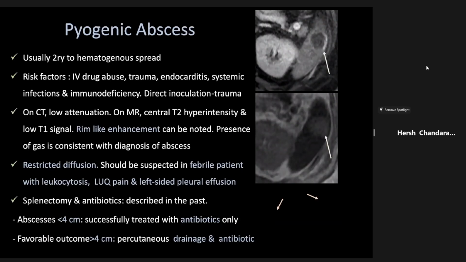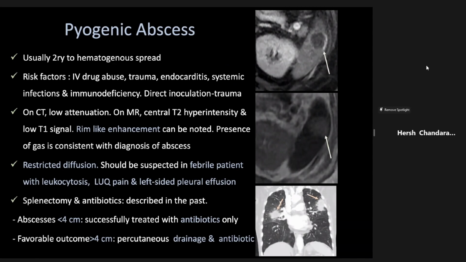An abscess is secondary to hematogenous spread, and we know the risk factors for it. Rim enhancement could occasionally be seen, but not in all cases. As I've told you, low signal intensity on T1, high signal intensity on T2. So you put it in the category of a cystic lesion, but you are helped by the restricted diffusion due to infection. You're also helped by the constitutional symptoms: the patient with fever, left upper quadrant pain, leukocytosis, and left-sided pleural fluid, which are all associations with splenic abscess. Less than 4 centimeters can be treated only medically with antibiotics, but larger than 4 centimeters, you need to drain it and also give antibiotics. And this is a reminder of the case that I showed you with pneumonic consolidation in the lung.